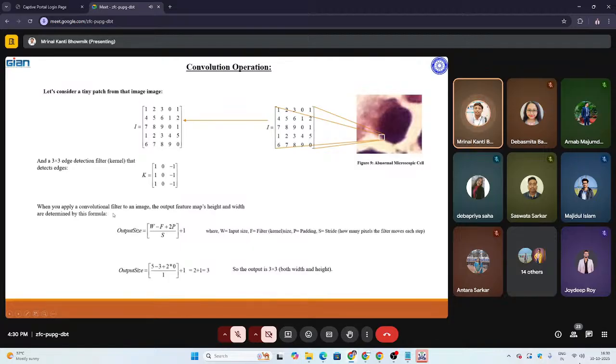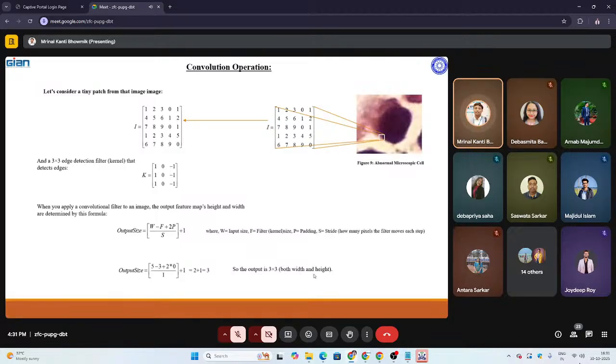When we apply a convolution filter to an image, the output feature map's height and width are determined by this formula: (W minus F plus 2P) divided by S, plus 1, where W is the input size. The input size of this image is 5 by 5, and the filter size is 3 by 3. Padding here will be 0, no padding. The stride, meaning how many pixels the filter moves each step, is 1, since the filter moves one step at a time. Putting in all these values, the output is 3 by 3 for both width and height.